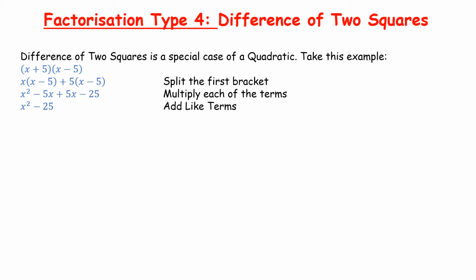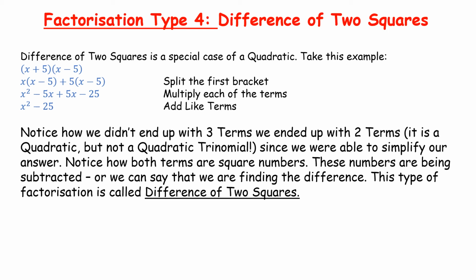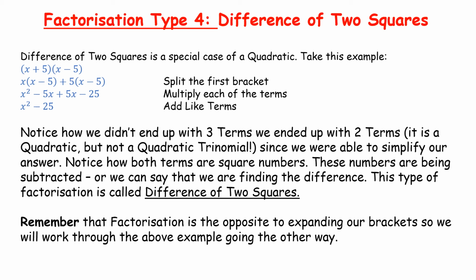So we don't end up with a quadratic trinomial, but it is a quadratic because it has an x squared. So this is actually known as a difference of two squares. Difference because there's a subtract between them, and two squares because they are two square numbers. So this only happens when we start with two brackets where the numbers are the same but the signs are different. So remember, we are always working backwards.